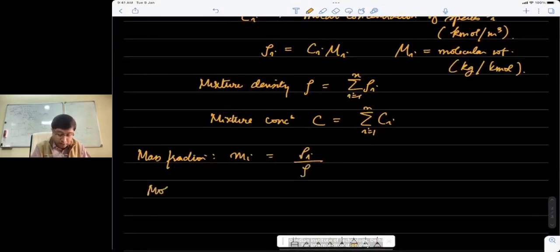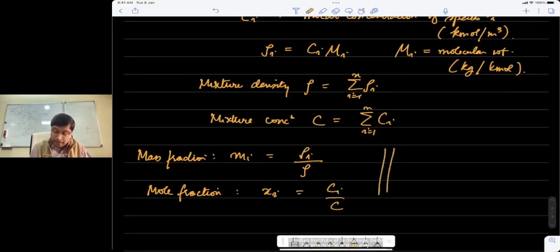And we can define the mole fraction. We will use the symbol x for that. So xi, not to be confused with the coordinates. Okay, so just remember this. xi will be Ci by C. And in both cases, you can check quite clearly that the summation of Mi would be 1, and so would the summation of xi.